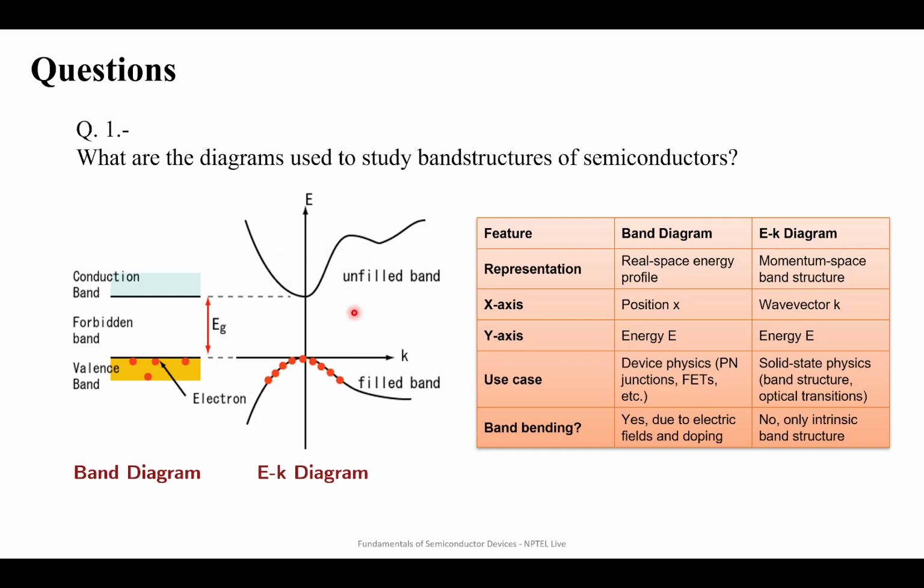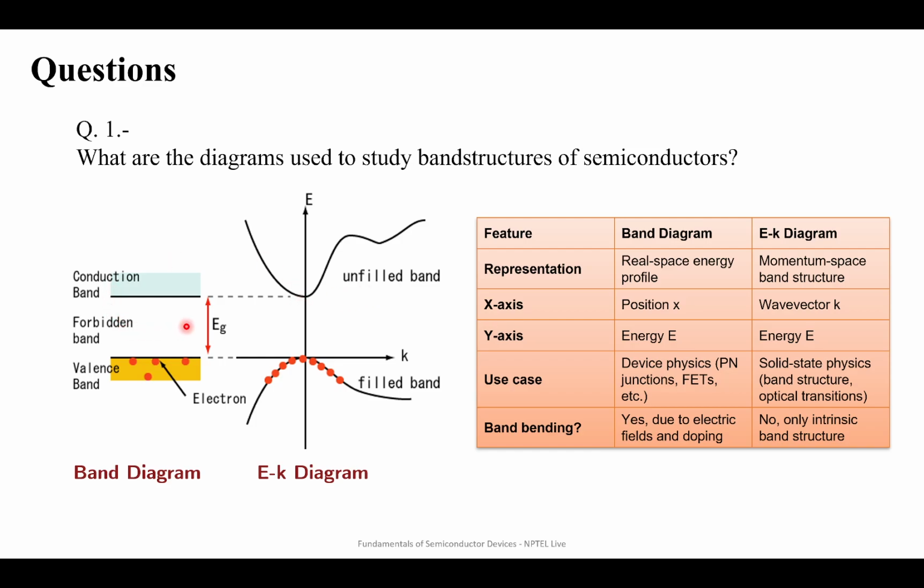Till now our focus was on the E-k diagram. Now our focus will shift to band diagrams. E-k diagrams are used for solid state physics, that is, if we want to study the band structure, like how the bands are modifying and how this parabolic nature affects our mobility and effective mass, and how optical transitions work from band to band transitions.